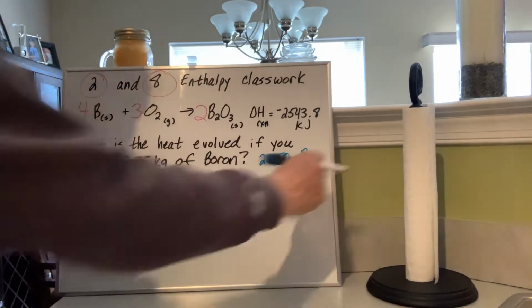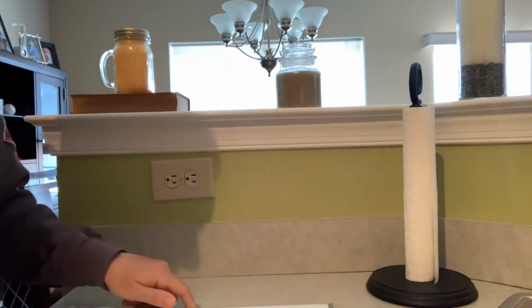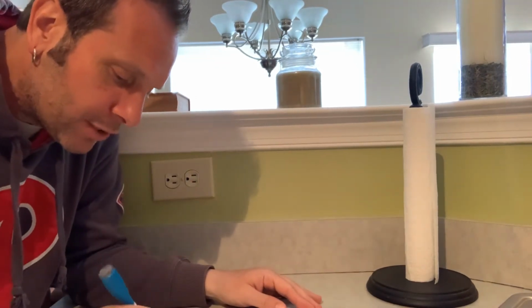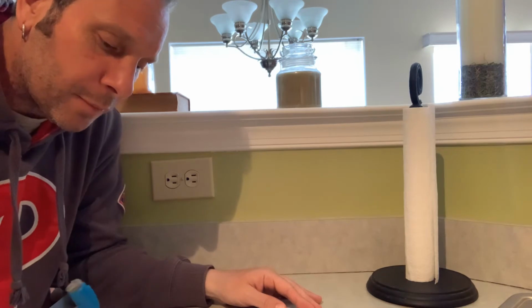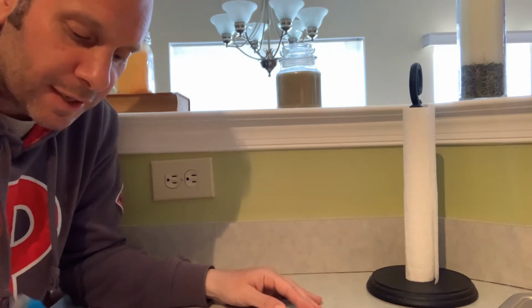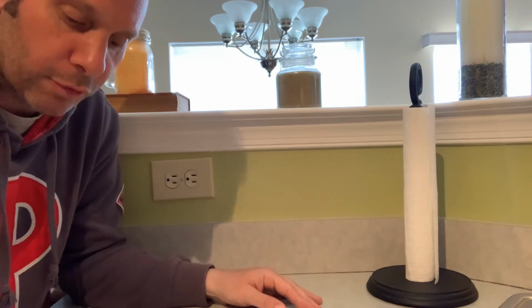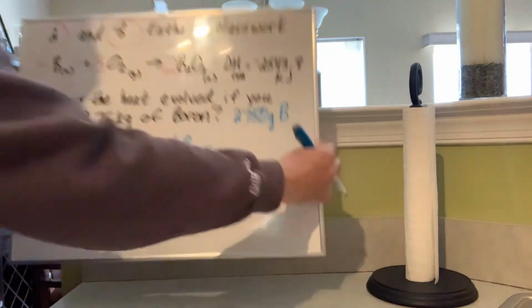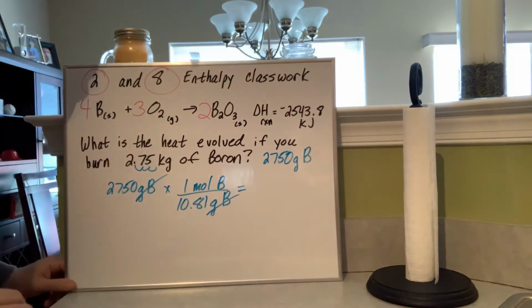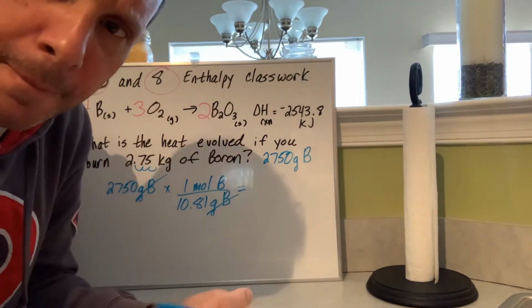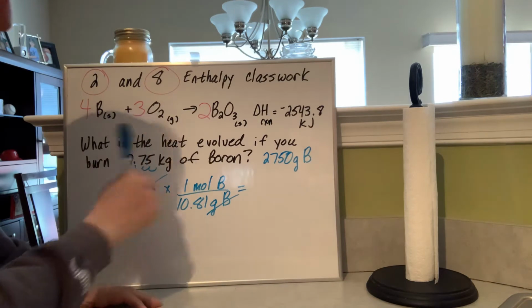Okay, boron on the periodic table. Now, I don't have my periodic table in front of me, but I'm pretty sure that 1 mole of boron is 10.81 grams of boron according to our periodic table. All right, so we're going to have somewhere in the neighborhood of 250 moles of boron here, 3 sig figs.